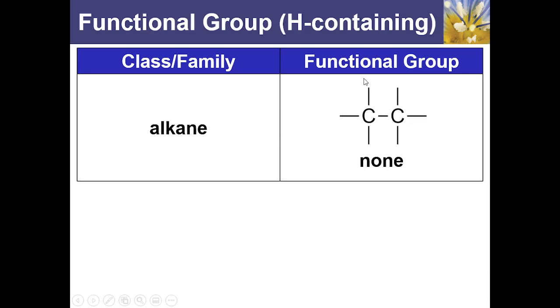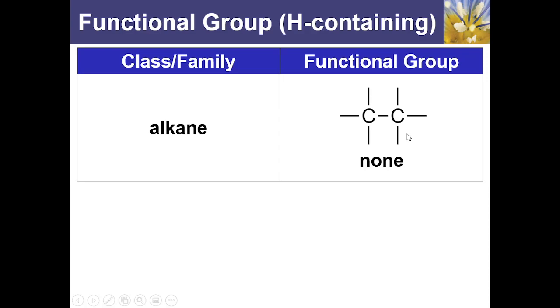According to some books, they will not consider alkane as a functional group. So the functional group is none. So why? Because in fact, in organic chemistry, alkanes are the very simplest organic compound. It's just made up of carbon-carbon single bonds, and then you just supply the rest with hydrogens.